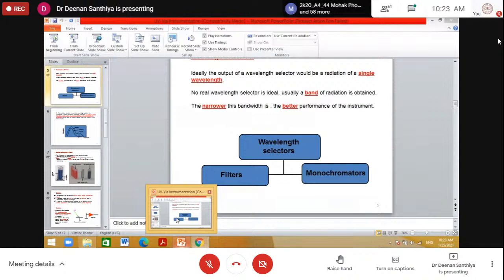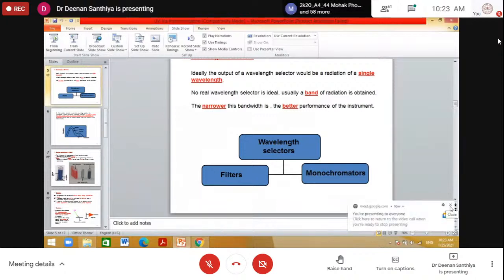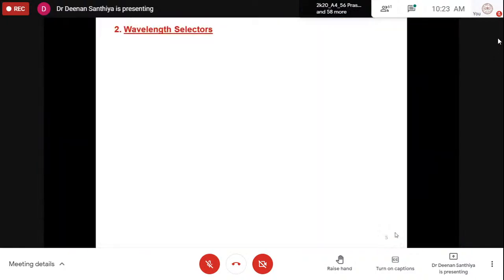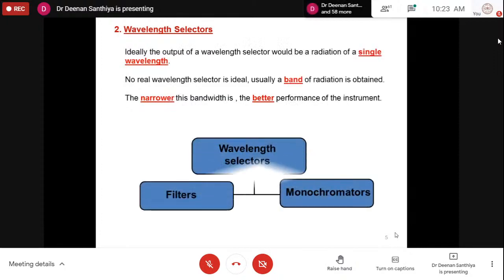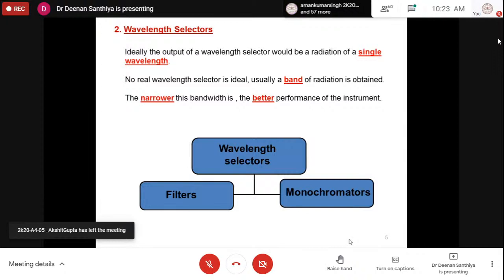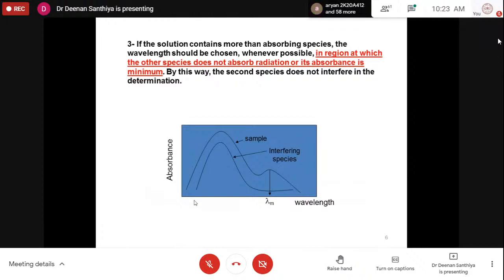So the wavelength selectors are filters or monochromators. The filter is a single prism. A monochromator is a glass plate or a quartz plate. It has a lot of slits to filter a variety of wavelength ranges. Here only one particular wavelength range can be selected using the prism.